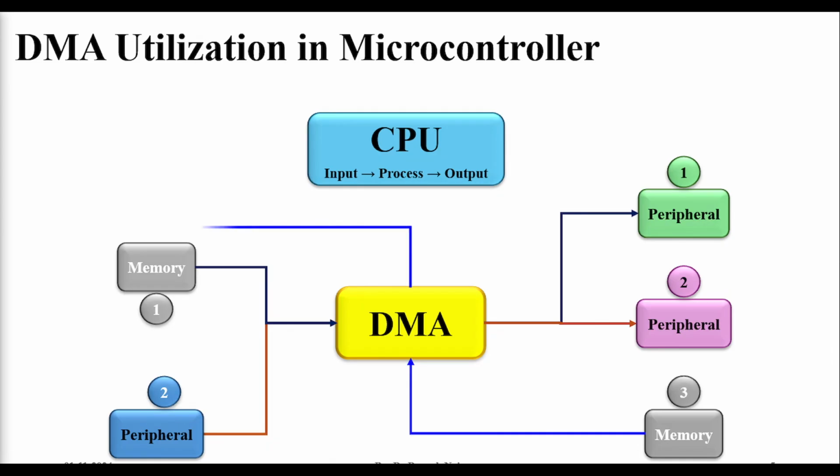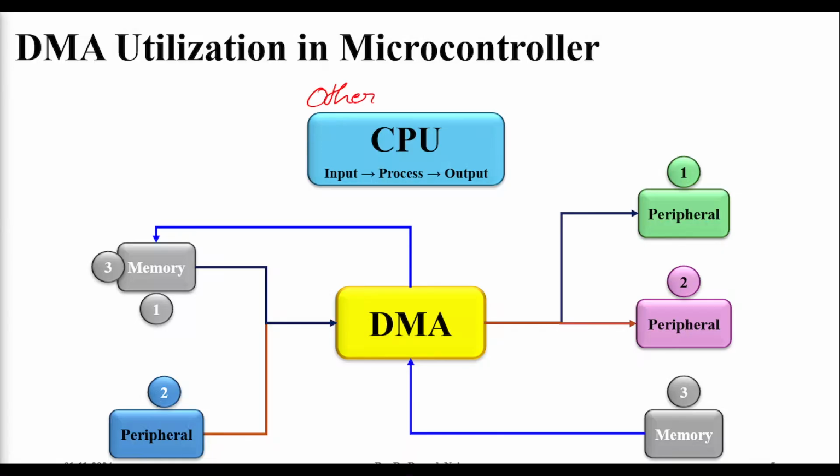And last but not the least, it can read data from one memory section and then send it to another memory section. So in this way, we can see the data transfer is taking place, but without the intervention of the CPU. So the designer can utilize the CPU for other important tasks.